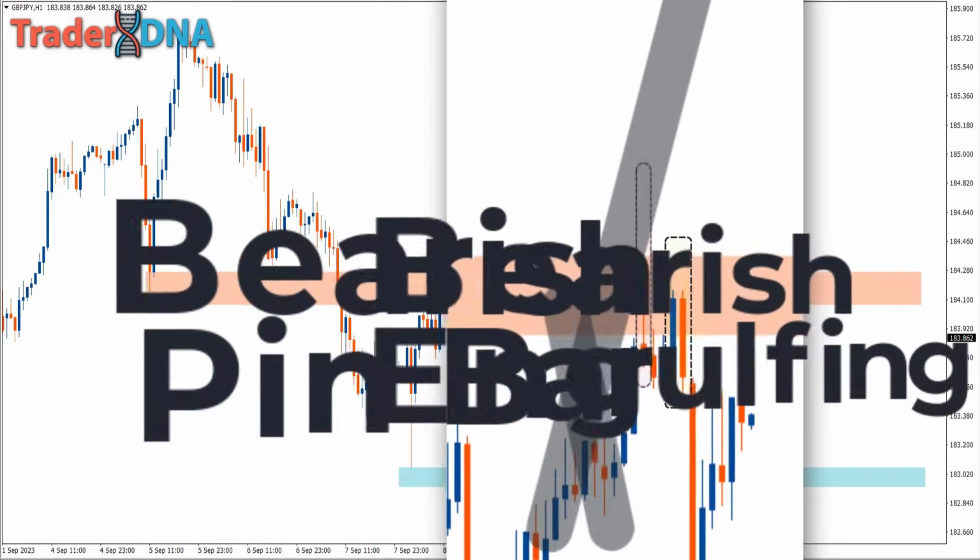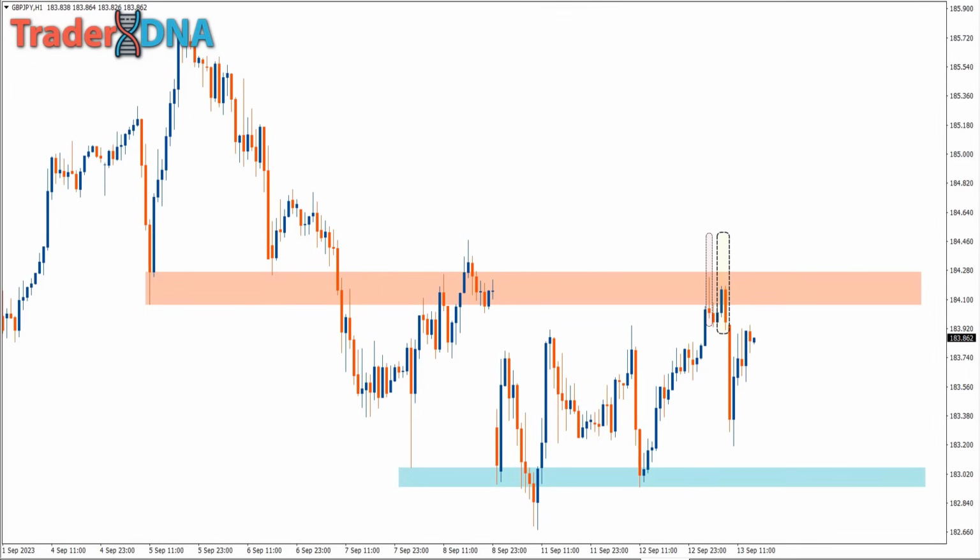From my experience, trying to catch a falling knife when trading forex, stocks, or cryptocurrencies can be extremely risky. Never make such careless mistakes.